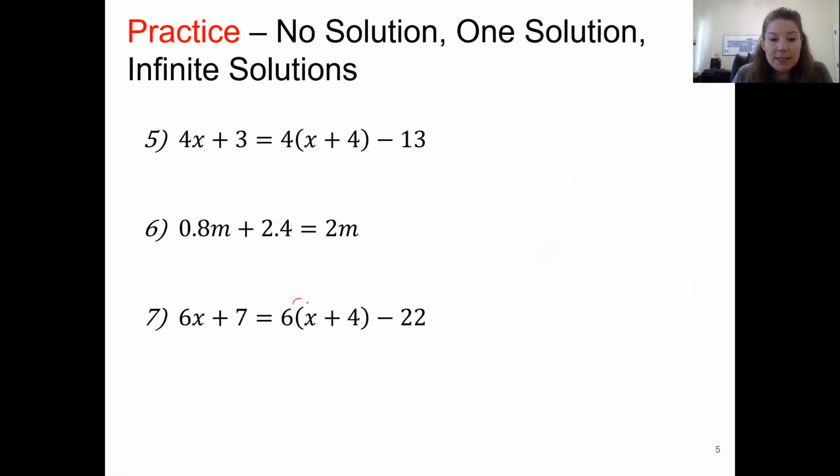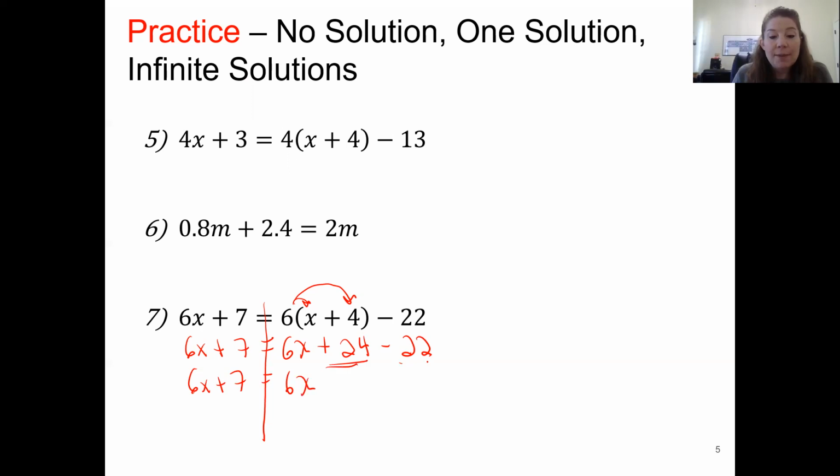I see some parentheses, so we're going to use the distributive property. So on the left, we just bring in what we see. 6 times x is 6x. 6 times 4 is positive 24 minus 22. So we're going to bring down 6x plus 7. We're going to bring down 6x, and then we're going to combine 24 minus 22. 24 minus 22 is positive 2.